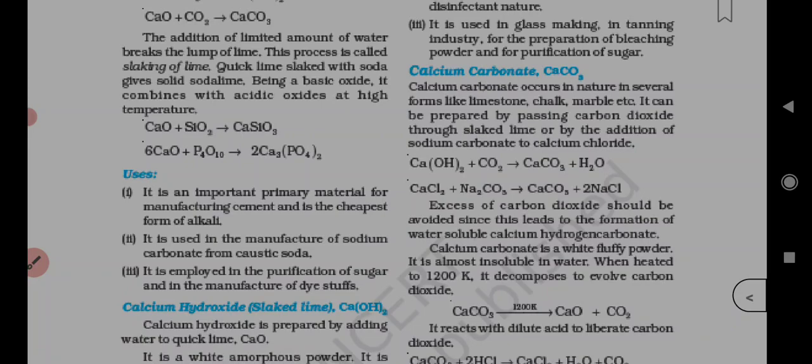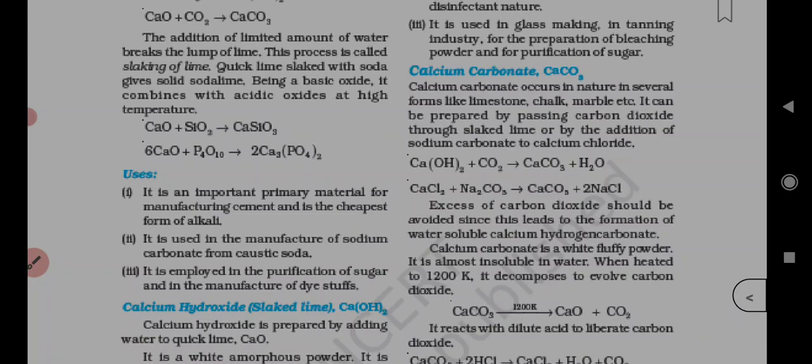It is used in whitewash due to its disinfectant nature. These days also walls are painted with this slaked lime because it has disinfectant property, it is white in color, and it is cheaper. So many people use this to paint their houses. It is also used in glass making, in the tanning industry, for the preparation of bleaching powder and purification of sugar.